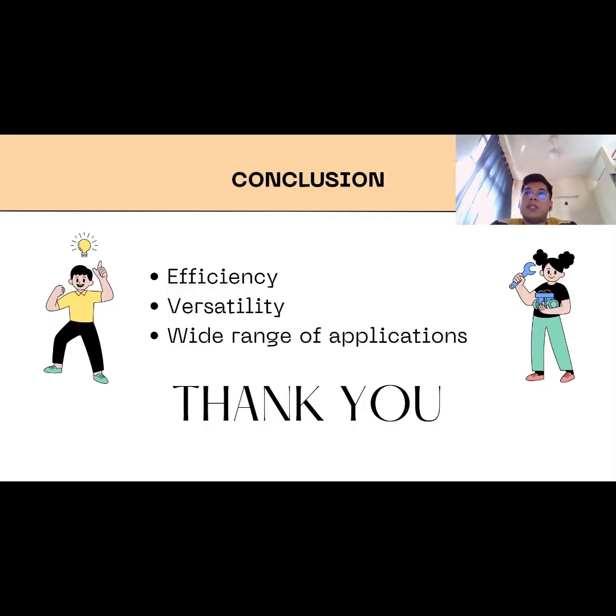For the conclusion, this converter is very good to use as it has high efficiency, versatility, and a wide range of applications.